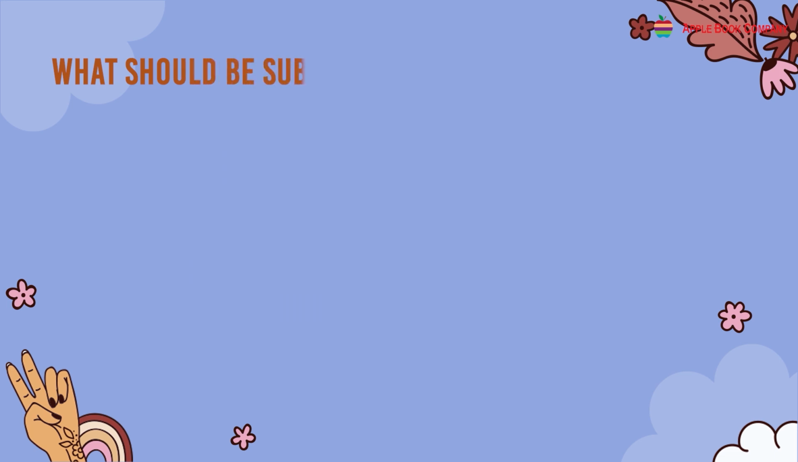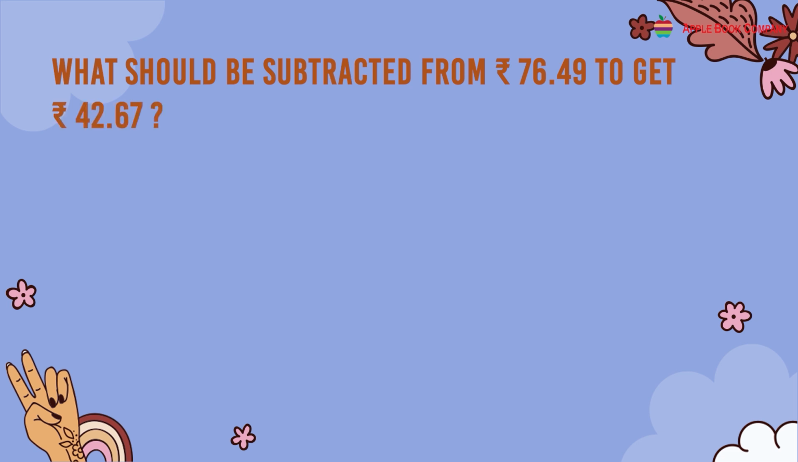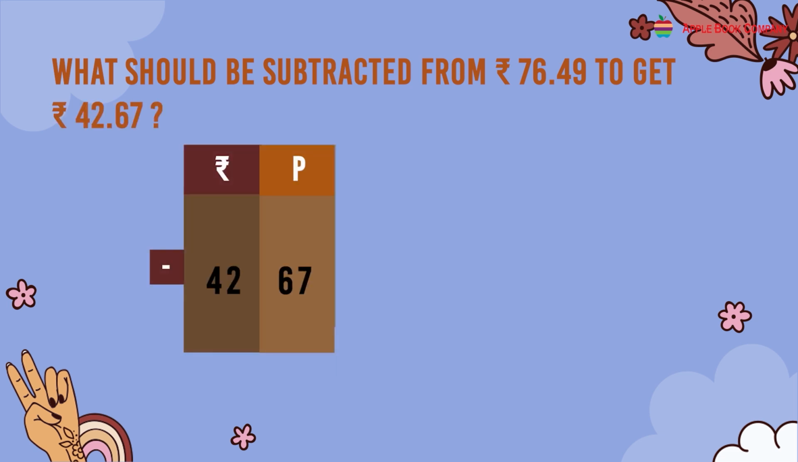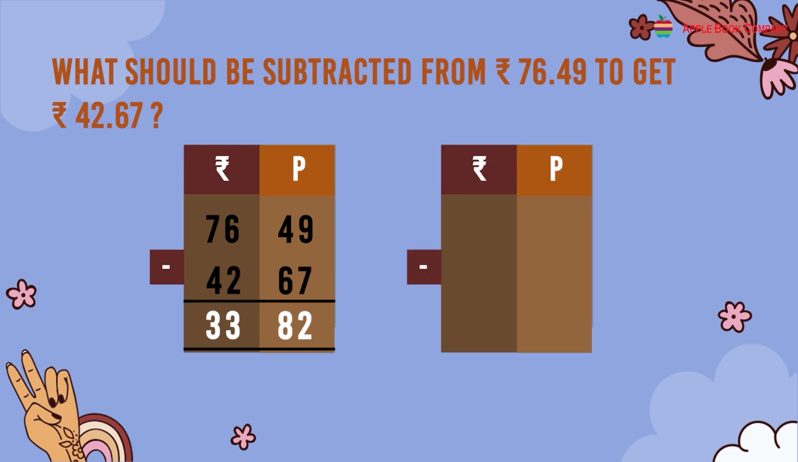What should be subtracted from 76 rupees 49 paise to get 42.67? Subtract 42.67 from 76.49, you will get 33 rupees 82 paise. So what should be subtracted from 76.49? You have to subtract 33.82 to get 42.67.